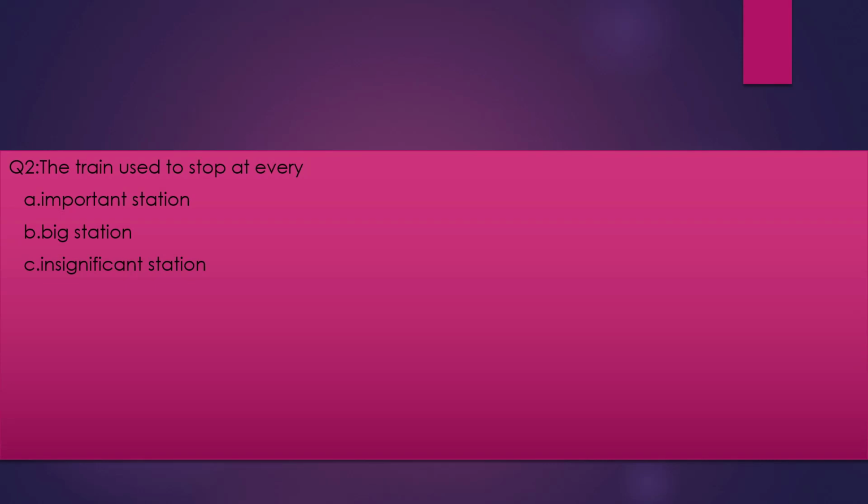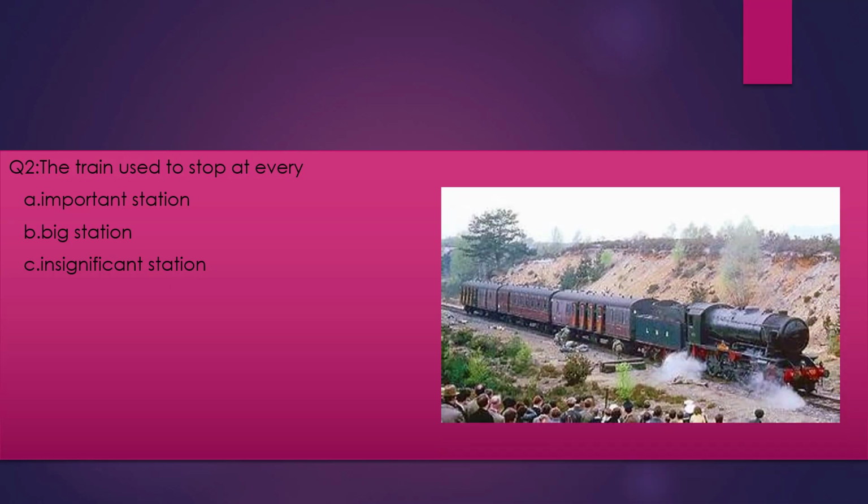The next question is, the train used to stop at every option A, important station, option B, big station, option C, insignificant station. We are told that the train used to stop at every station, so the right option is? Yes, you're right. It's C, every insignificant station.